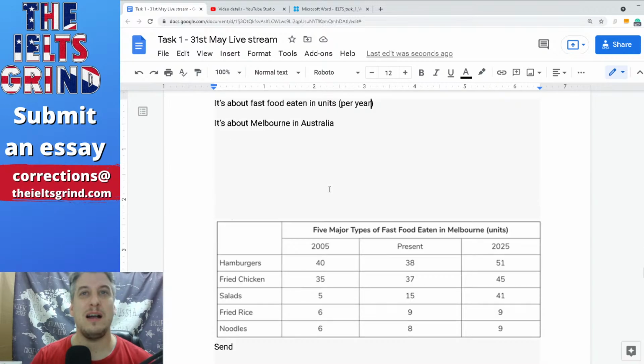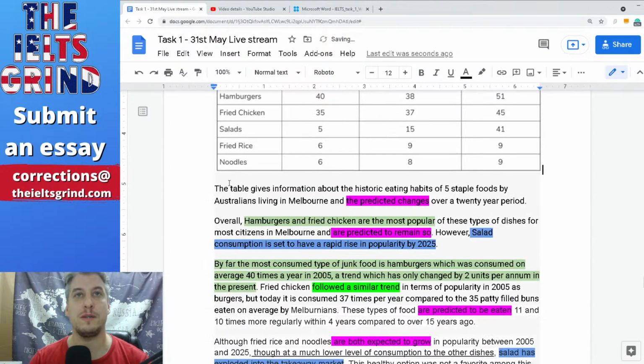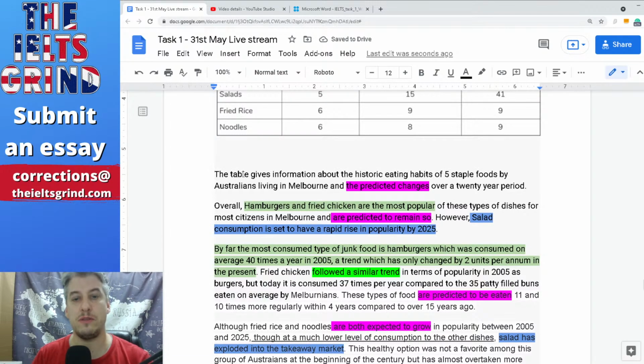Okay, so what we're going to do is go through my model answer, and I'm going to explain why I wrote it the way I did. Okay, so I'm going to read this to you in case you can't see it clearly on your screen. The table gives information about the historic eating habits of 5 staple foods by Australians living in Melbourne and the predicted changes over a 20-year period.